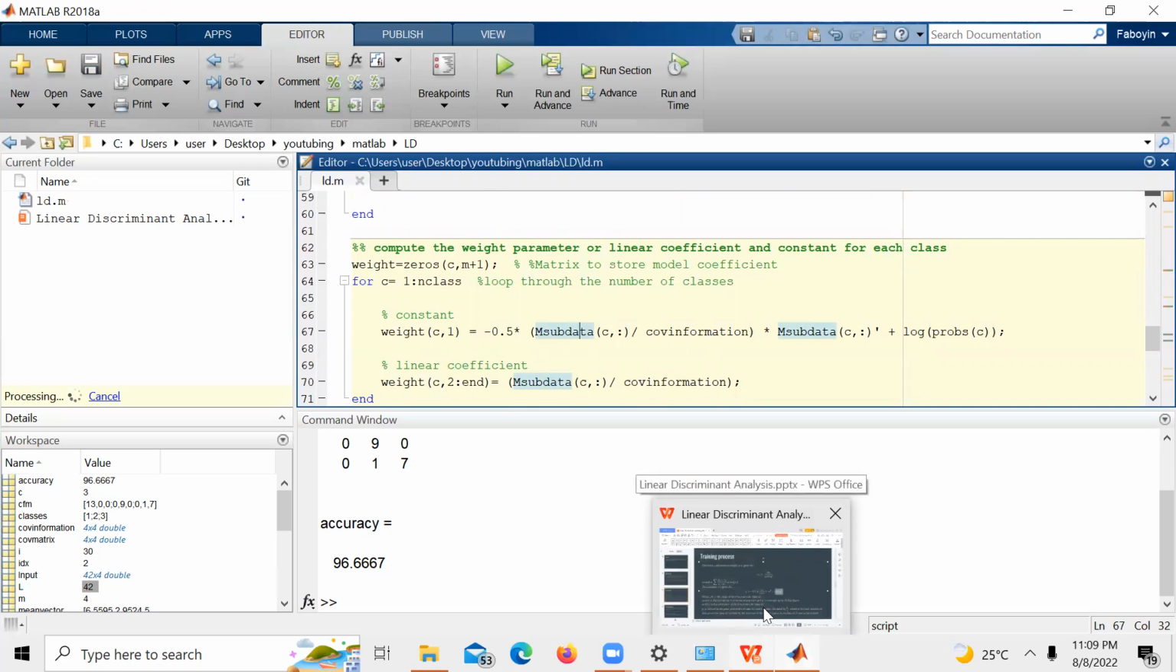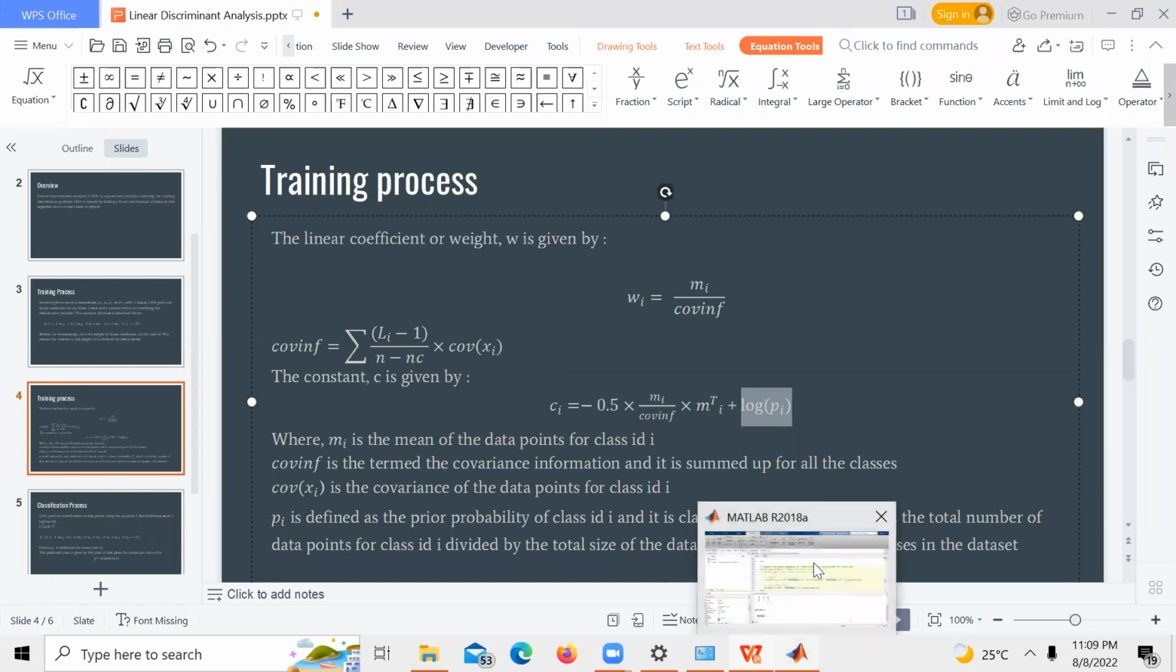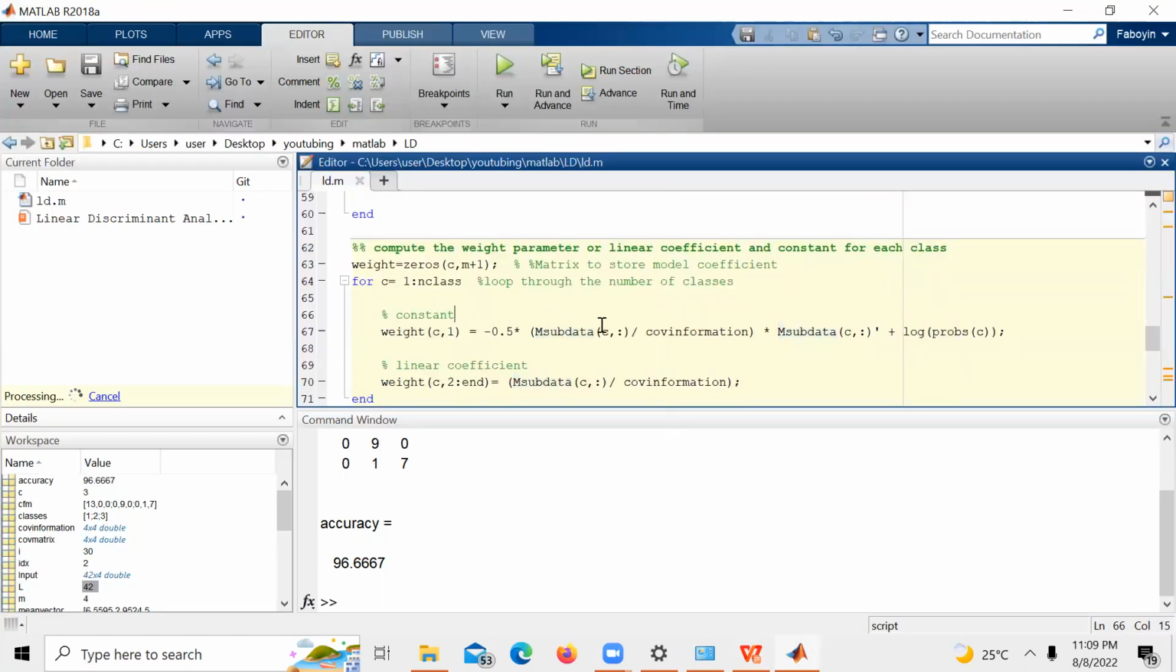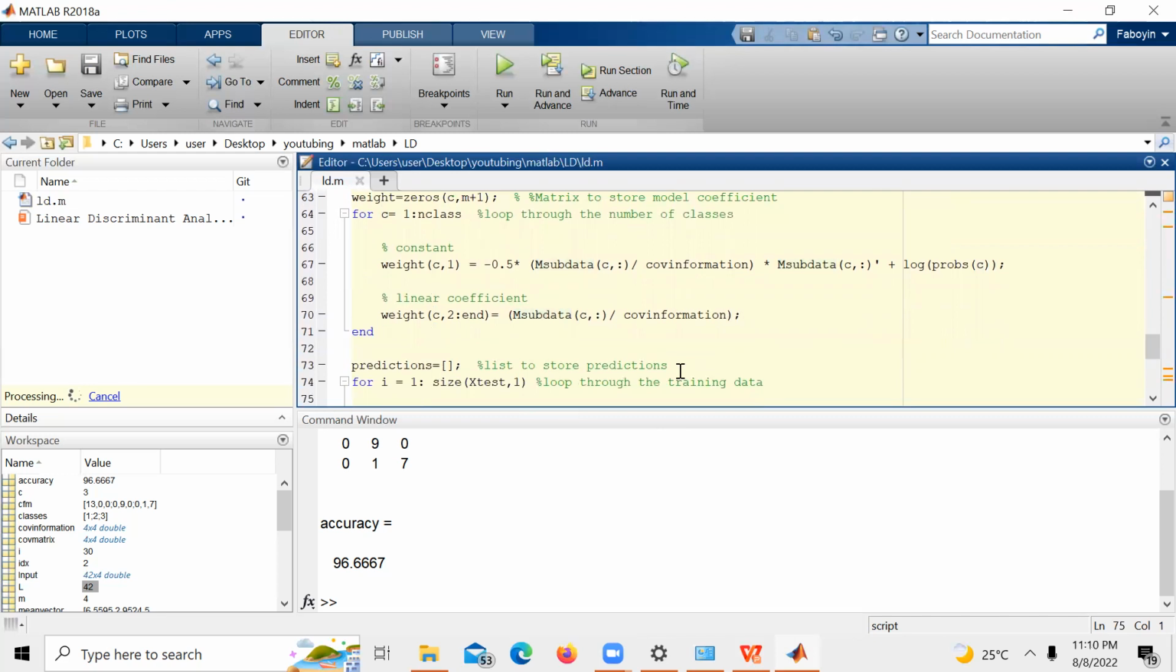So this formula we use to find the weights, which are the constant and the linear coefficient. This is the constant formula: 0.5 times the mean over the covariance information, multiplied by the transpose of the mean, plus the log of the prior probability of that particular class. We also do the same thing for the weight, using the weight formula. So that's all about the training process.